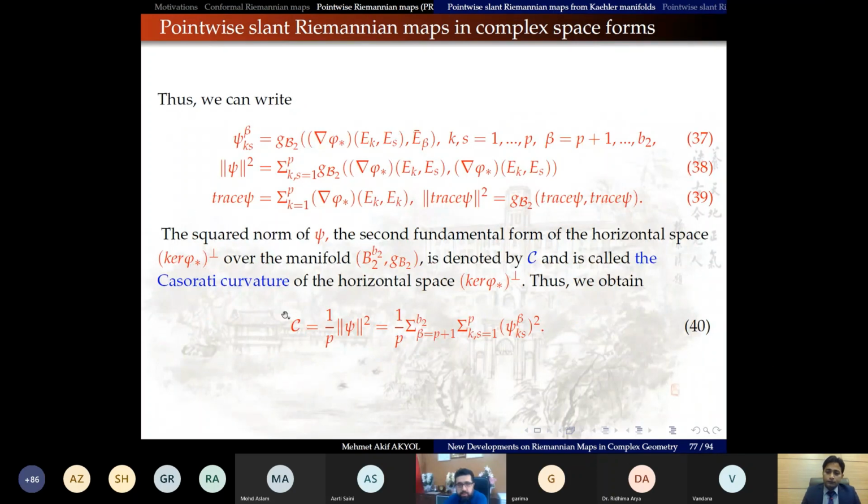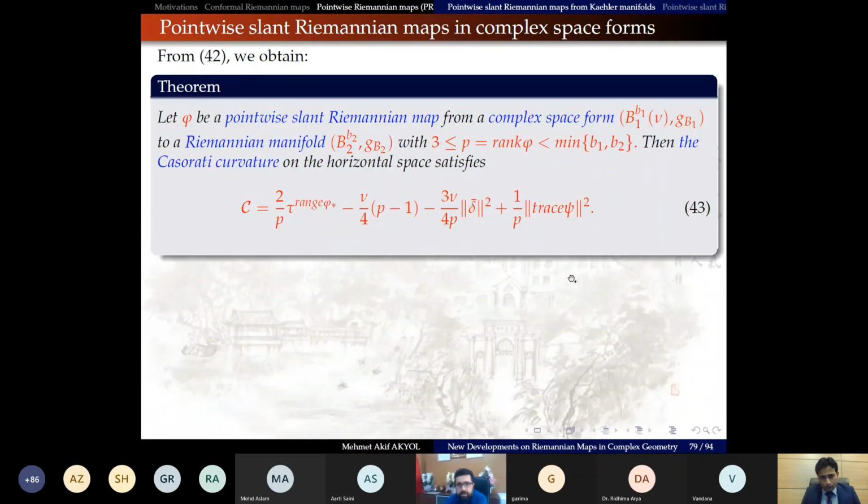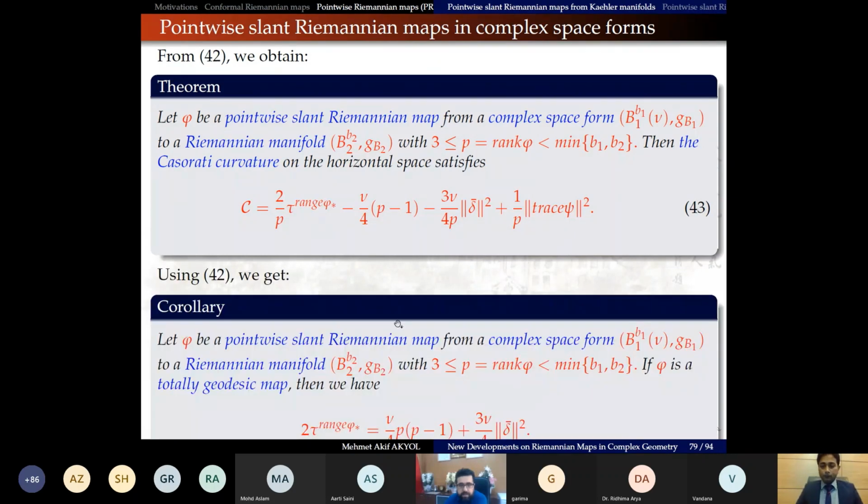So now I'm going to talk about the Casorati curvature. We have 37, 38, 39, and 40. And the map is a Riemannian map, we have 41. And the scalar curvature of the range of the map is given by 42. On the horizontal space, the Casorati curvature satisfies 43. And also a corollary, using equation 42, we have this corollary.